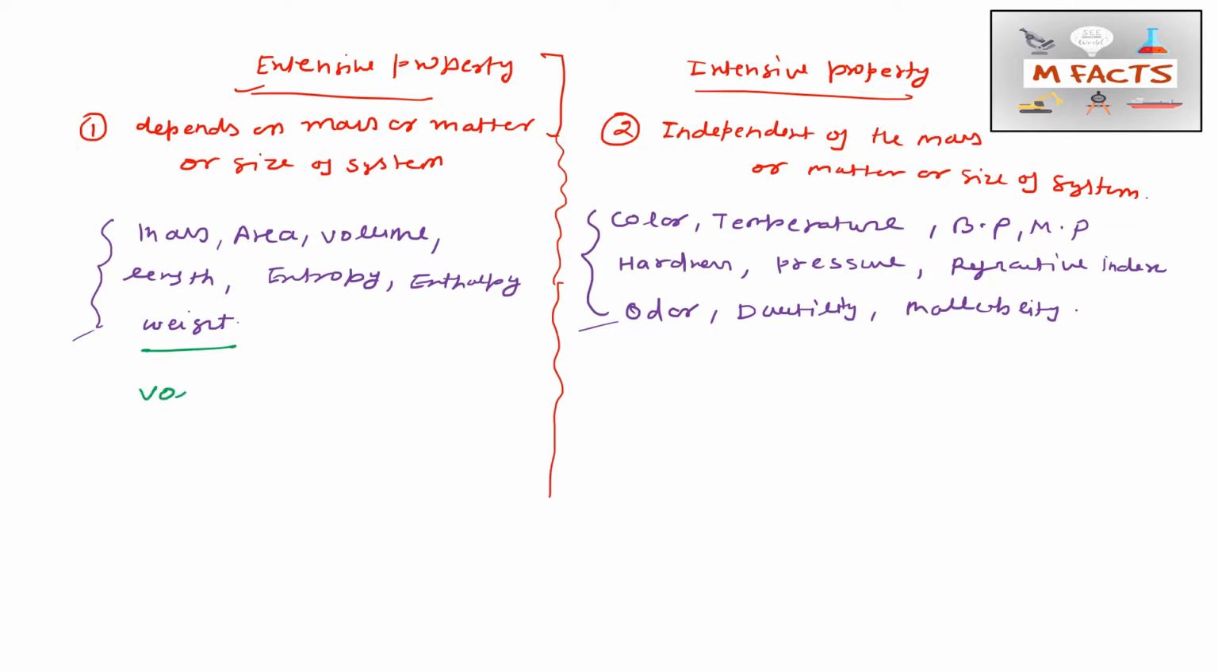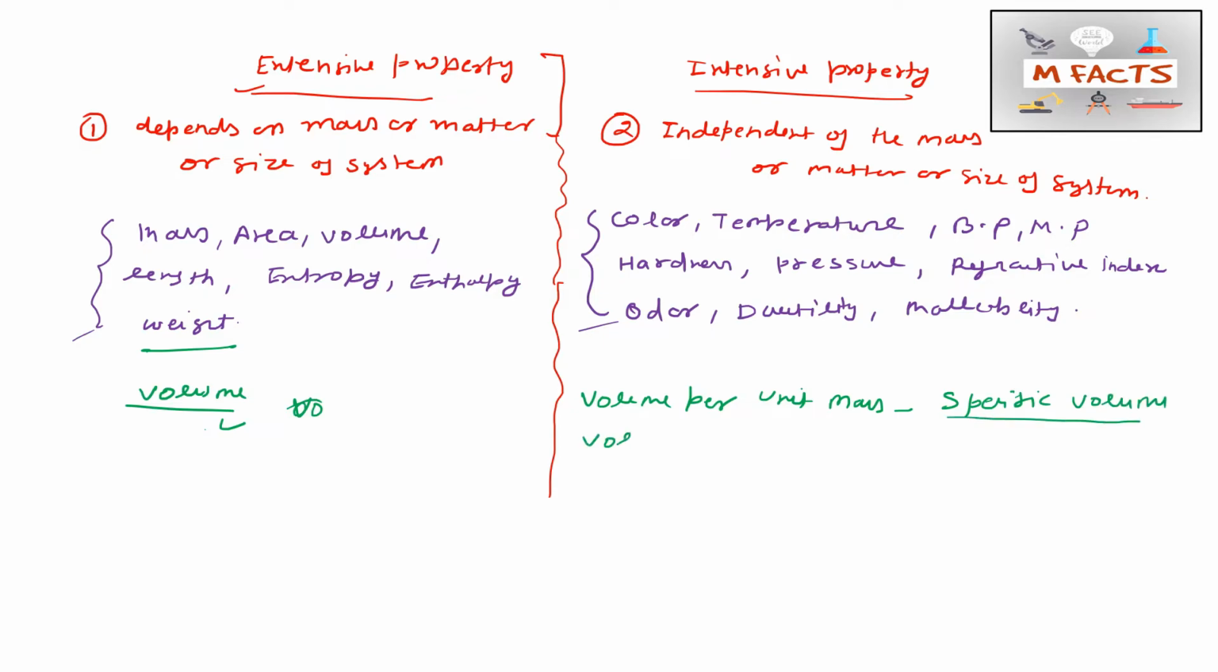Suppose this is volume, and volume is an extensive variable. This volume is an extensive property, and whenever we take this volume as volume per unit mass, it is known as specific volume. So this specific volume is an intensive variable. This is an intensive property.